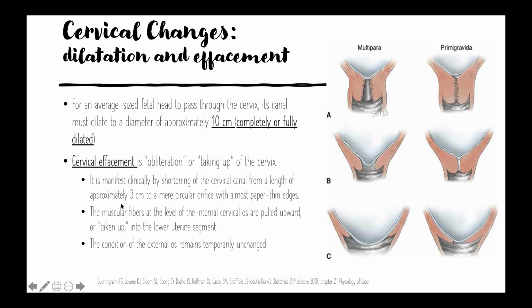It is manifest clinically by shortening of the cervical canal from a length of about 3 to 3.5 centimeters to a mere circular orifice with almost paper-thin edges, like so. The muscular fibers at the level of the internal cervical os are pulled upward, you can see here, or taken up into the lower uterine segment. And the condition of the external os remains temporarily unchanged.